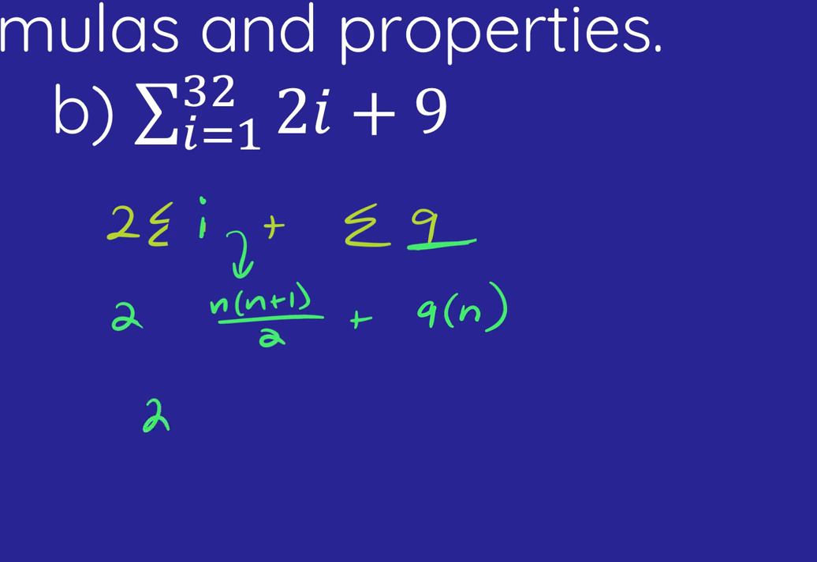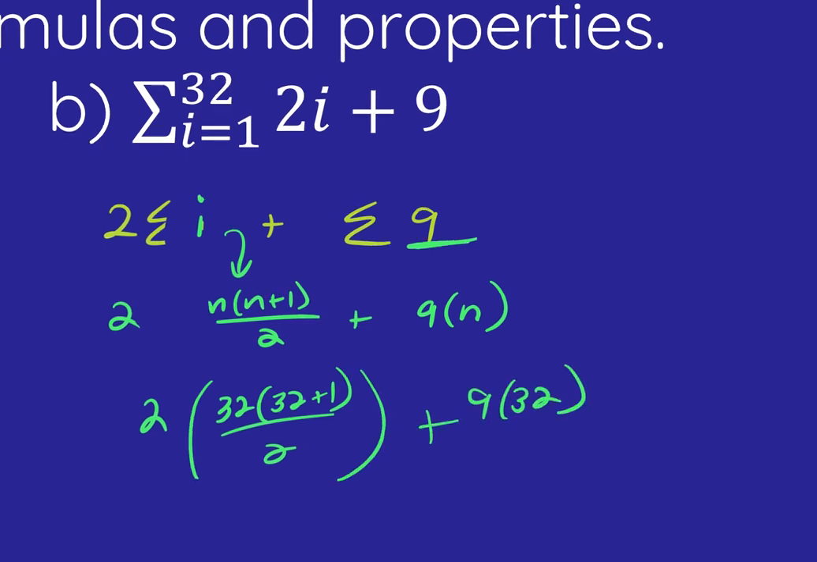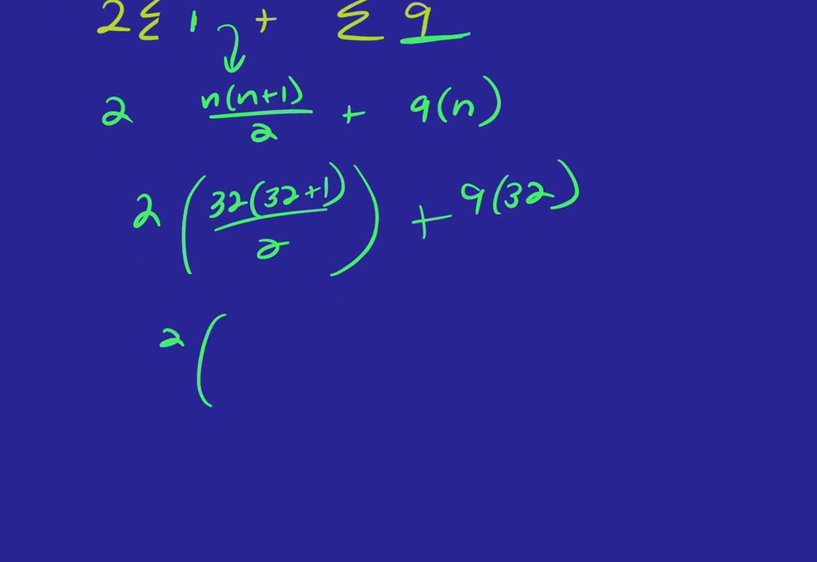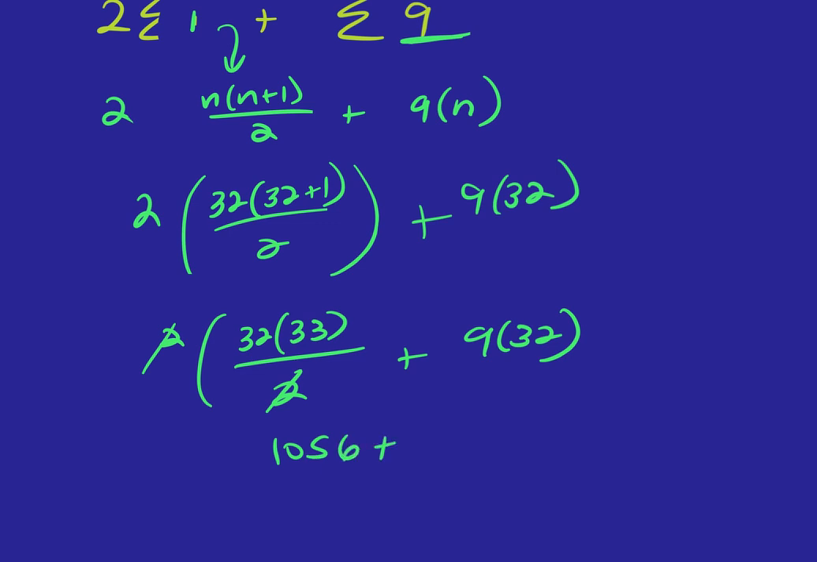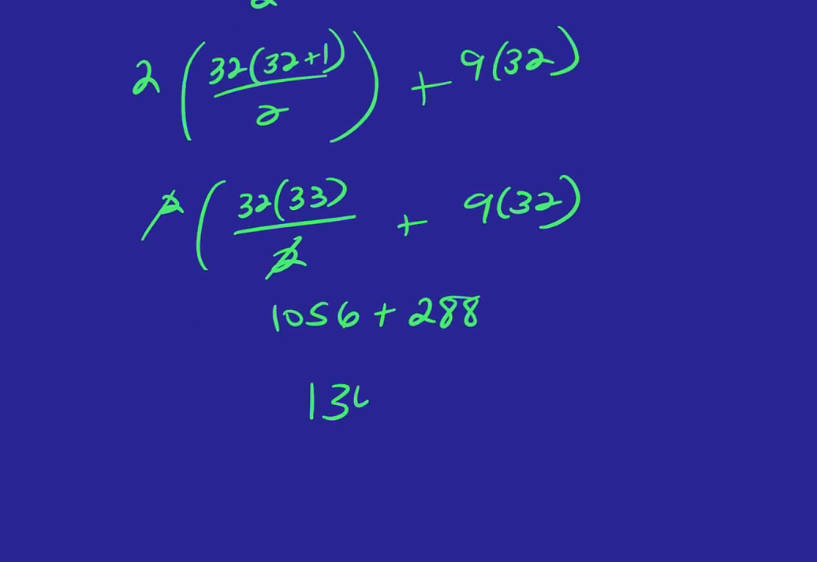So now I've got 2, my n is 32. So 2 times 32 times 32 plus 1 over 2 plus 9 times 32. If I want to simplify it, 2 times 32 times 33 over 2. These are going to cancel. Plus 9 times 32. So it's 32 times 33, 1,056, plus 9 times 32, 288. Good. I did it. Good job.